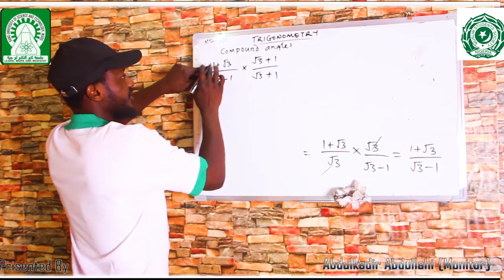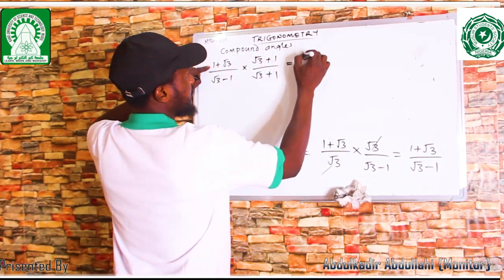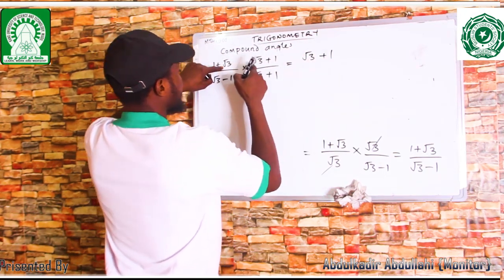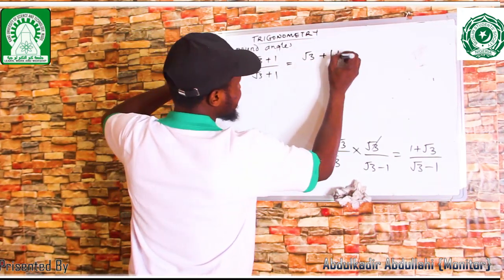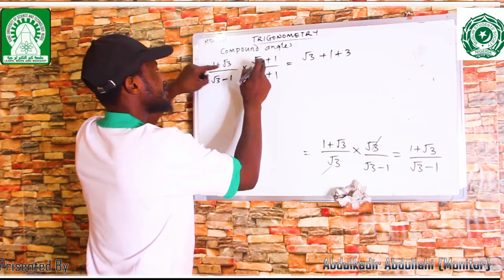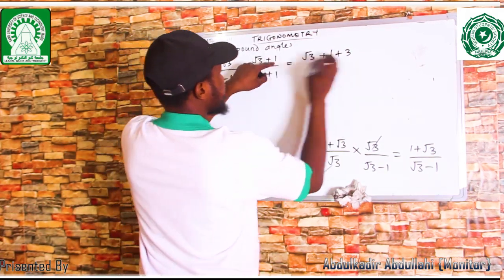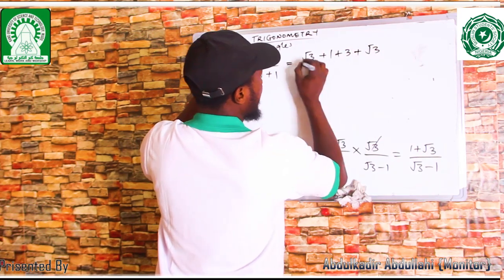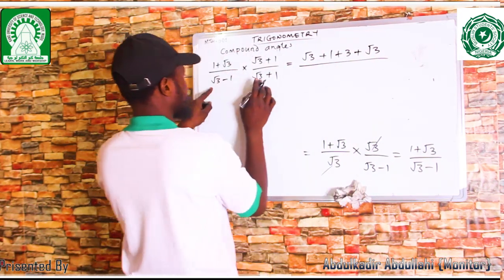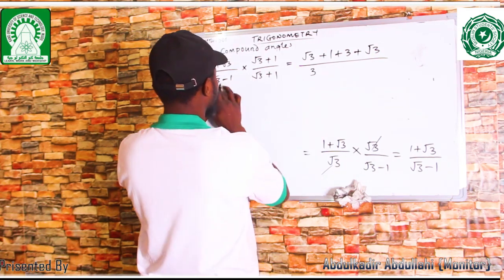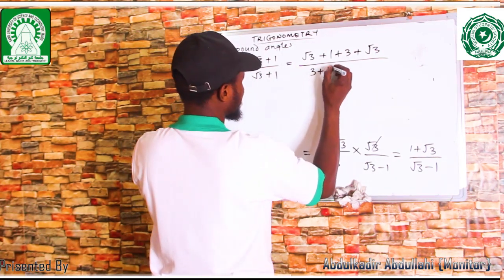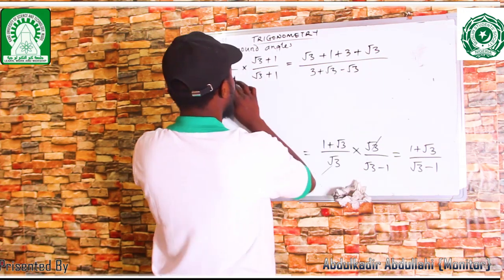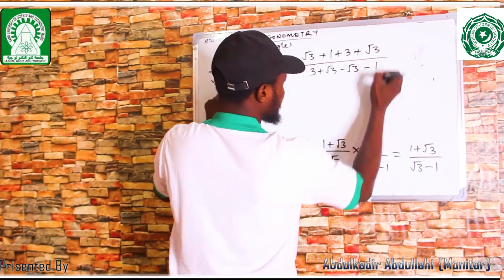Then we multiply. 1 times root 3, we are going to have root 3. 1 times 1 is 1. Root 3 times root 3 is root 9, and root 9 is 3. Root 3 times this is root 3. All divided by root 3 times root 3 is 3. This plus times this is plus root 3. Minus 1 times root 3 is minus root 3. Minus 1 times minus 1 is minus 1.